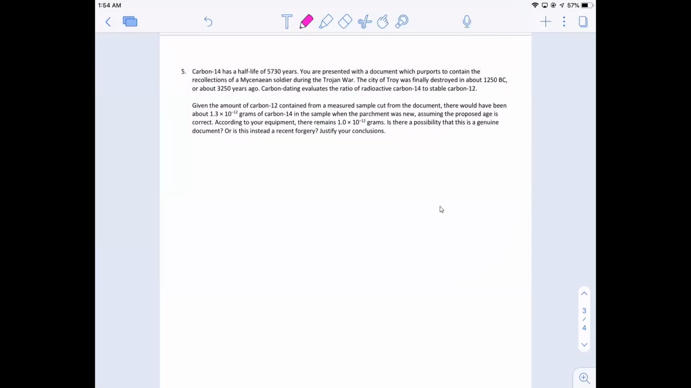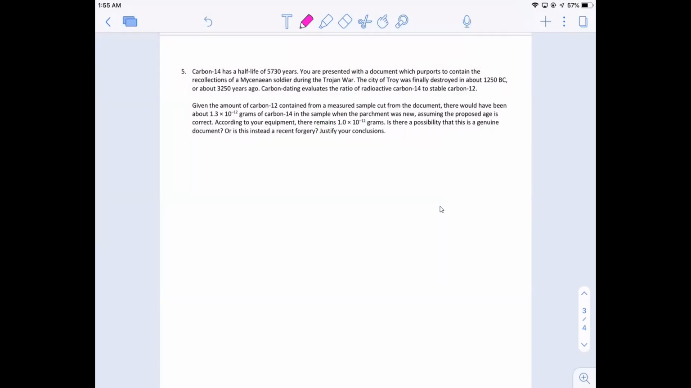So given the amount of carbon-12 contained from a measured sample cut from the document, there would have been about that many grams of carbon-14 in the sample when the parchment was new. Assuming the proposed age is correct, according to your equipment, there remains that many grams. Is there a possibility that this is a genuine document, or is this instead a recent forgery? Justify your conclusions.